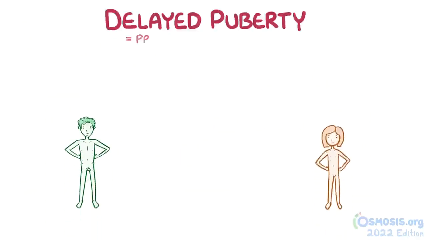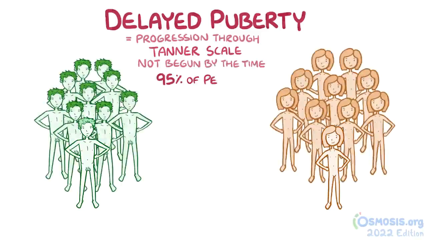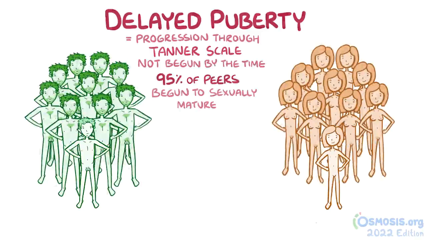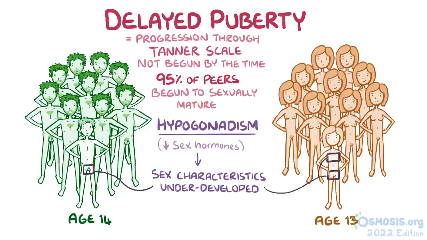Puberty is delayed if progression through the Tanner scale hasn't begun by the time 95% of an individual's peers have begun to sexually mature. Generally, that means puberty has not started by age 13 in females and age 14 in males. Hypogonadism, or lower levels of sex hormones from low gonad activity, is central to a delay in puberty. As a result, sex characteristics are underdeveloped. Permanent infertility can occur if puberty never begins or fails to complete and sexual maturity is never reached.